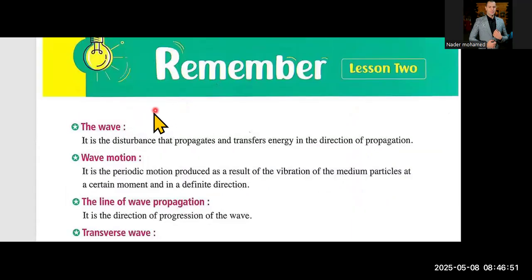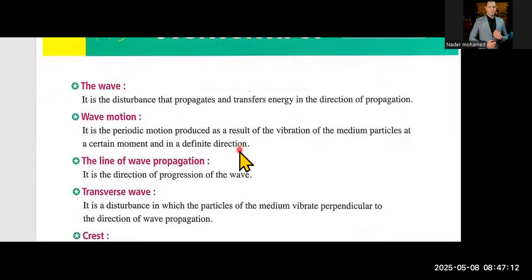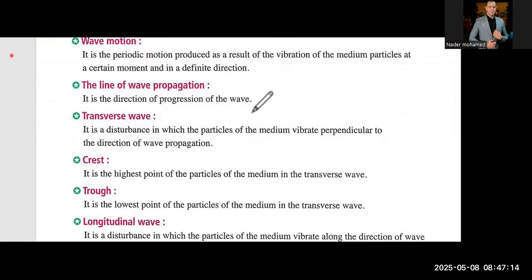Unit 1, lesson 2. What is the meaning of the wave? The wave is the disturbance that propagates and transfers energy in the direction of propagation. Wave motion is a type of periodic motion that happens due to vibration of the medium particles at a certain moment in a definite direction. When the particles move in a specific line, it's called the line of wave propagation. It is the direction of the progression of the wave.